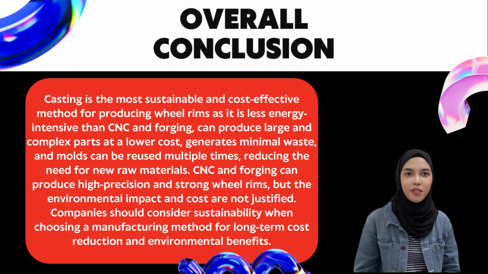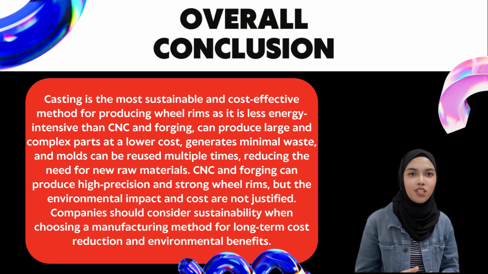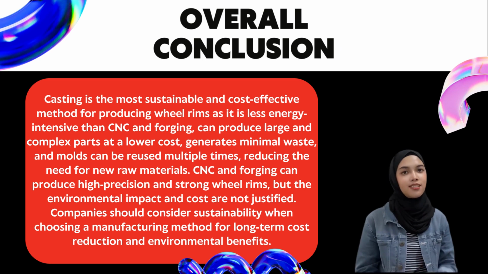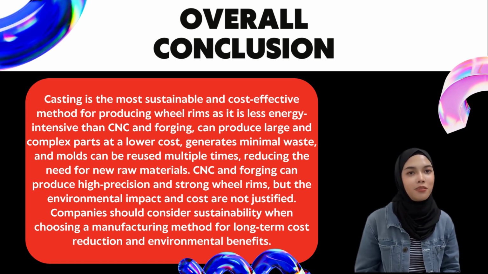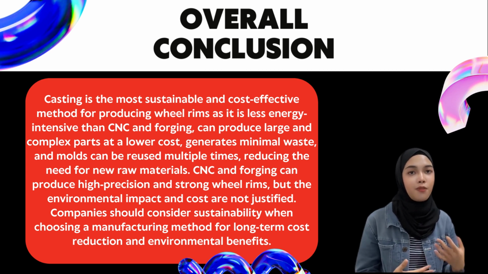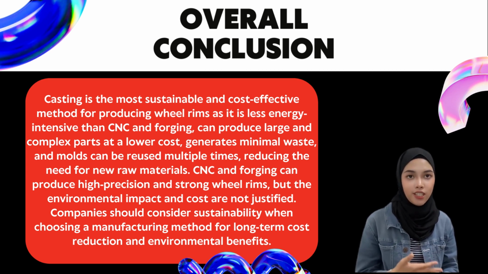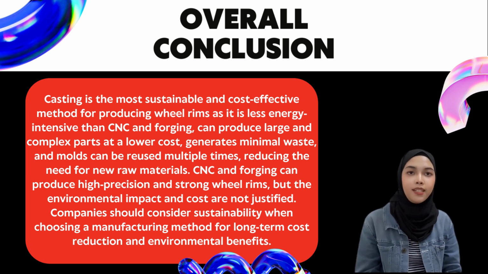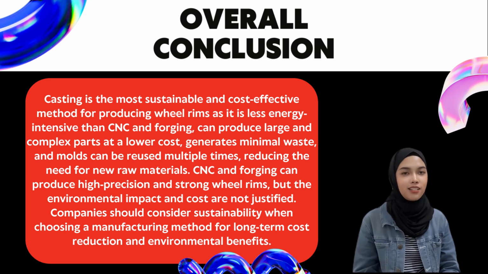So, in summary, when it comes to producing wheel rims, each method has its own set of pros and cons. CNC machining is the most expensive option, but is the most precise and allows for the creation of complex geometry. Forging is a bit better than CNC in terms of sustainability, but it still requires a significant amount of energy and generates a lot of waste.